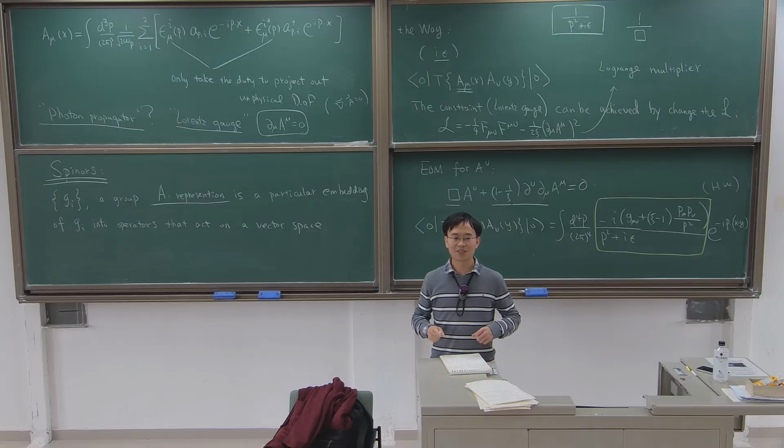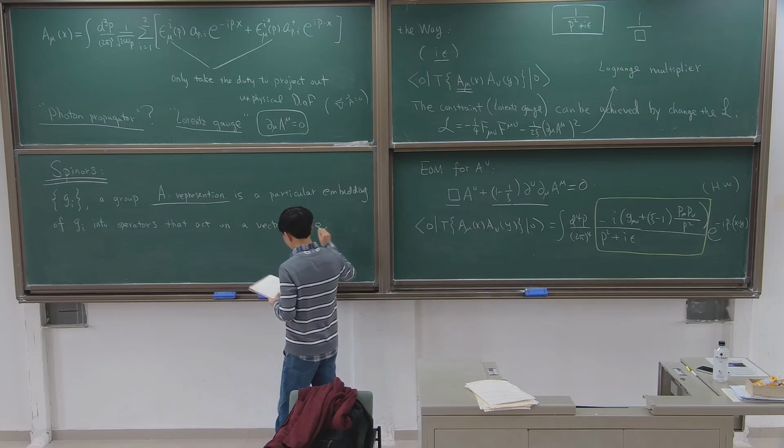Representation means you really realize your abstract group element explicitly in some vector space. I associate each group element with a certain operator. That operator does the job to transform the vectors.